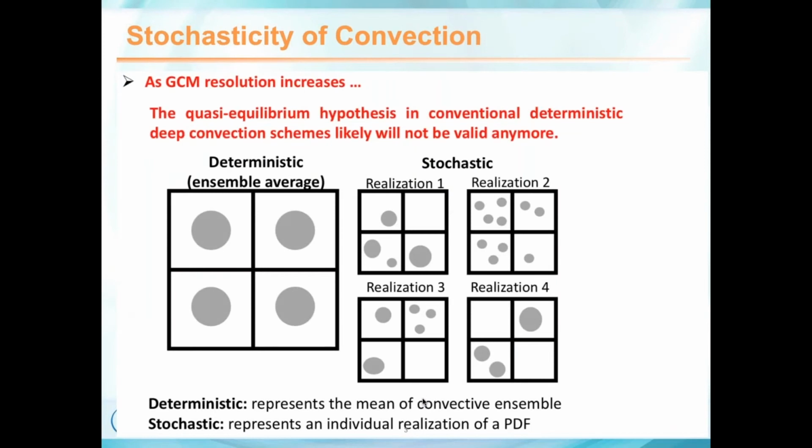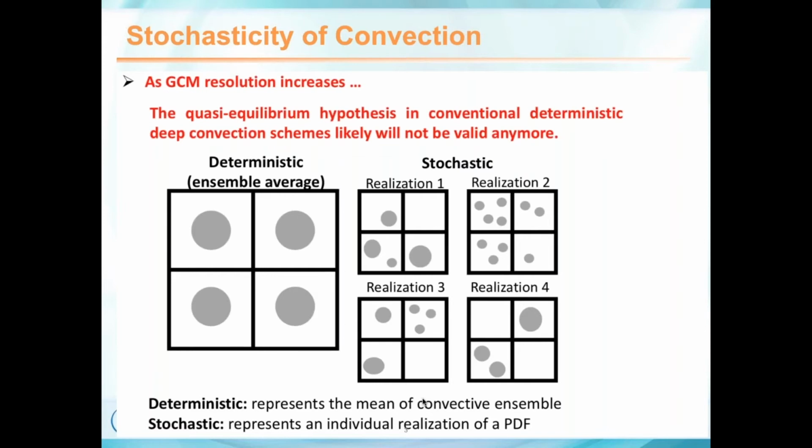So in GCMs, as we get to higher resolution, the quasi-equilibrium hypothesis in conventional deterministic convection schemes is not going to be satisfied very well. By that I mean within each GCM grid box, in a deterministic way, we assume that given a large-scale forcing or atmospheric state, you would have an ensemble of clouds, and the ensemble average would be what the parameterization determines.